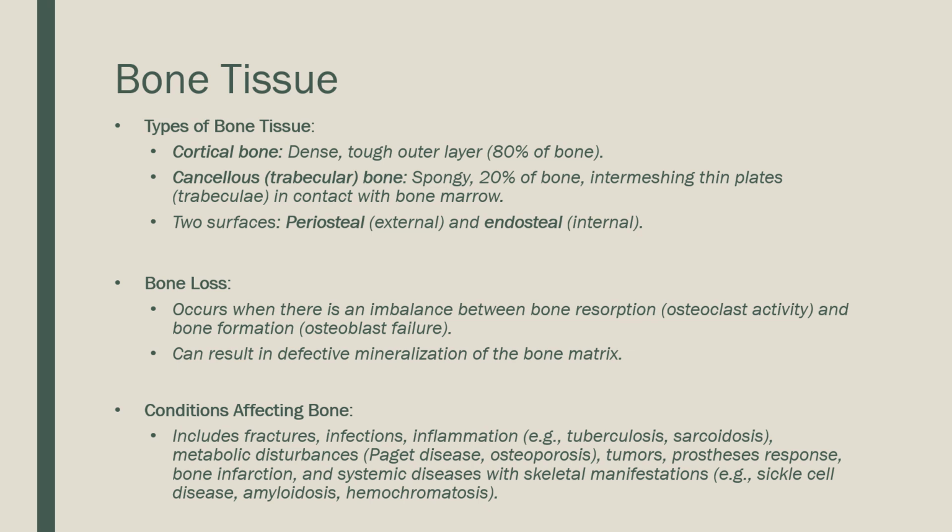As a review, the types of bone tissue include cortical bone, which is the dense, tough outer layer and composes about 80% of the bone, and cancellous or trabecular bone, which is the spongy bone and accounts for about 20% of bone, intermeshing thin plates of trabeculae in contact with bone marrow. The two surfaces include periosteal, or the external surface, and endosteal, which is the internal.